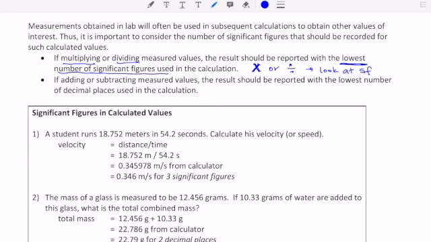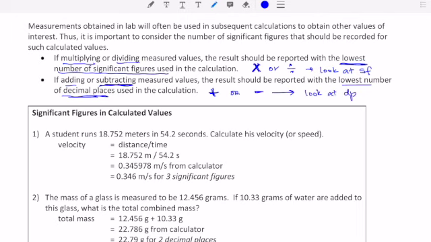When you're adding and subtracting, this is less commonly done, but we will be seeing examples in the lab. When you're adding or subtracting, the rounded number value needs to represent the lowest number of decimal places in the original measured values. So for the addition or subtraction symbol, you're looking at decimal places.